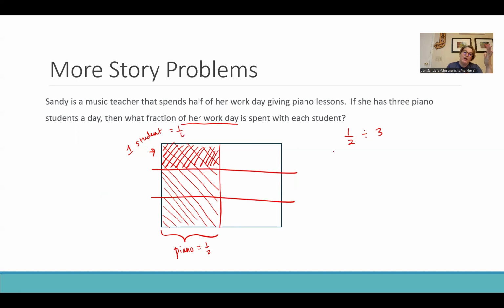So what fraction of her workday is spent with each student? 1/6 of her workday is spent with each piano student. Woohoo!